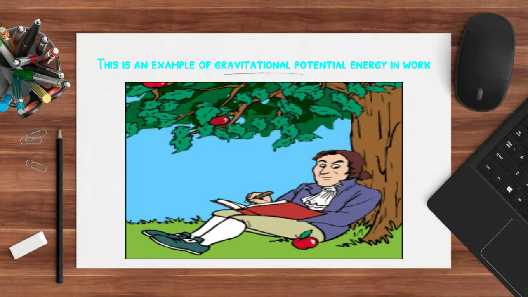This is an example of gravitational potential energy in work. The gravitational potential energy is pulling the apple down to the ground.